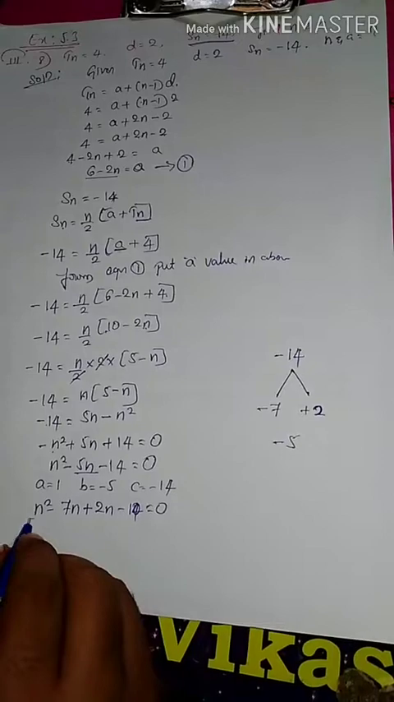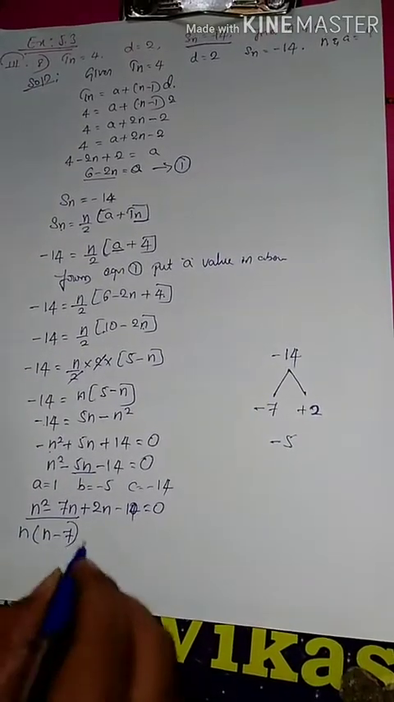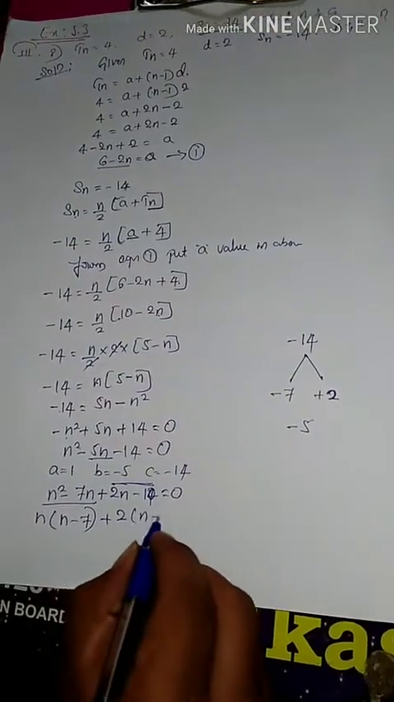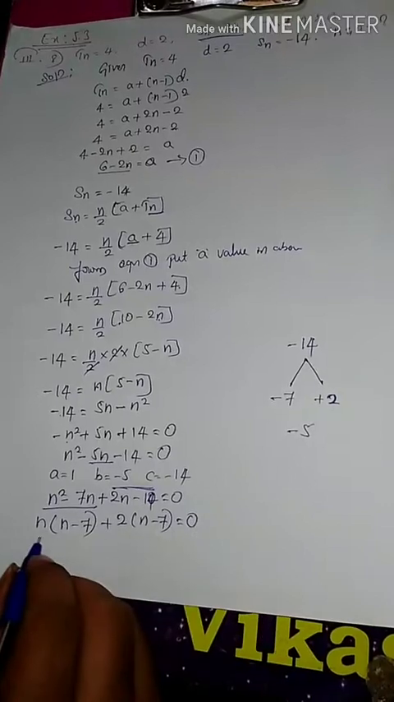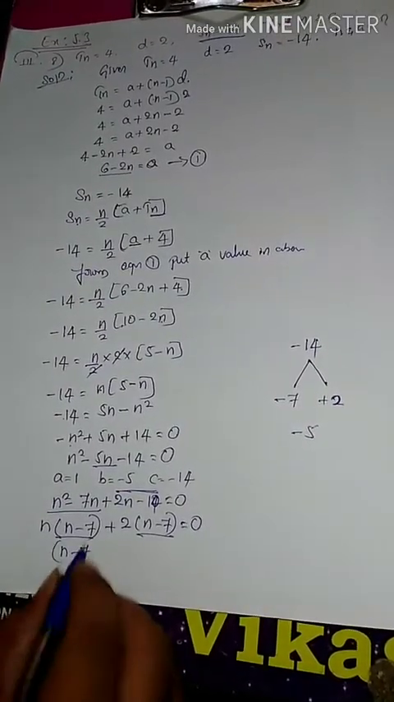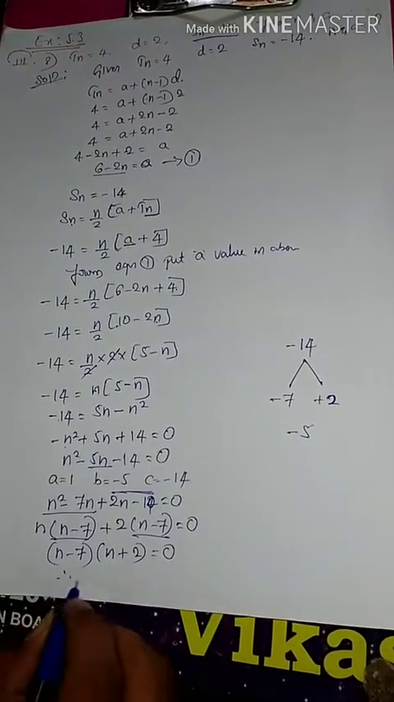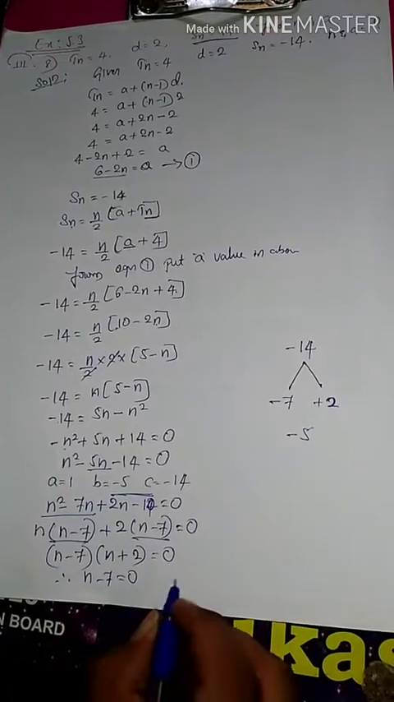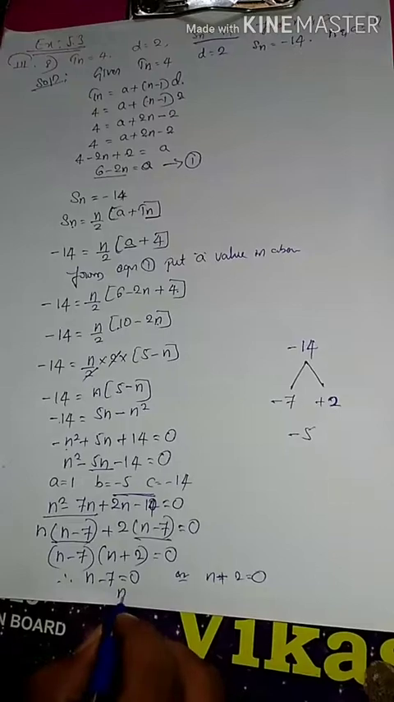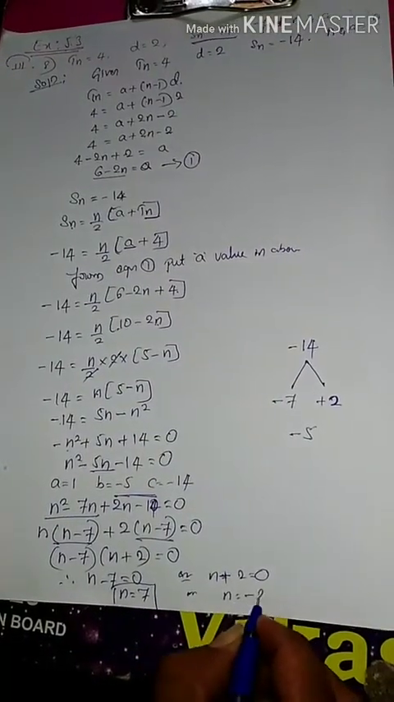Now in the first two terms, n is common, take it outside: n into n minus 7, plus in the last two terms, 2 is common, take it outside: 2 into n minus 7 is equal to 0. Therefore again n minus 7 is common, take it outside. N minus 7, the remaining term is n plus 2, is equal to 0. Therefore n minus 7 is equal to 0, or n plus 2 is equal to 0, and n is equal to 7, or n is equal to minus 2.